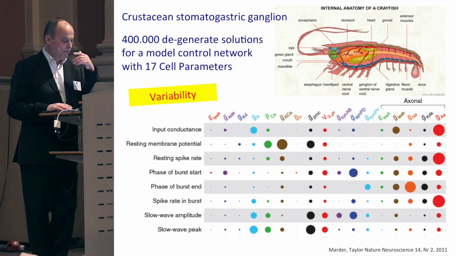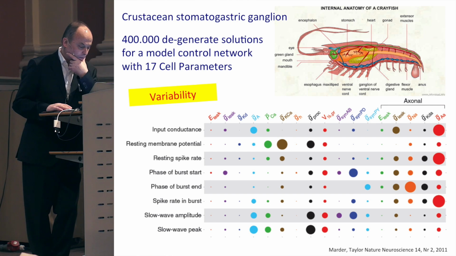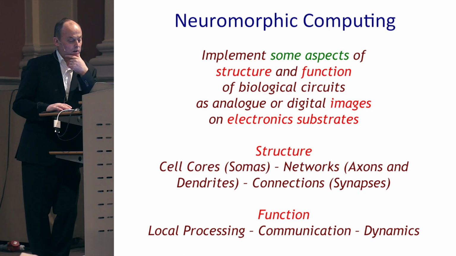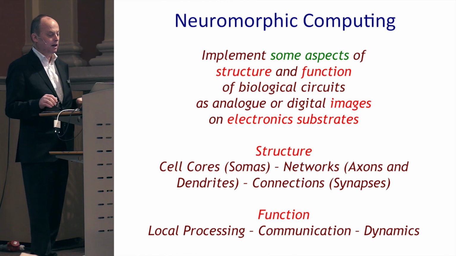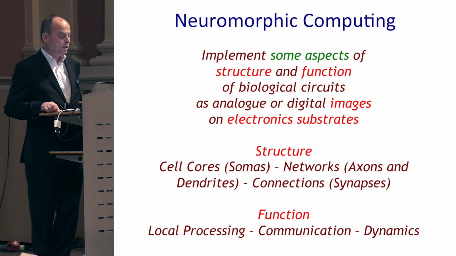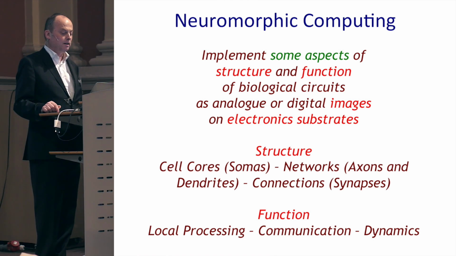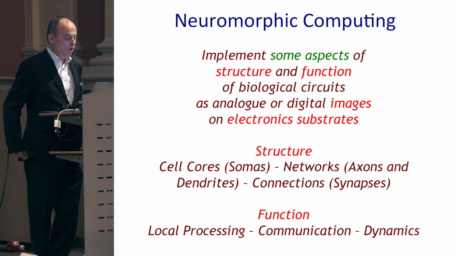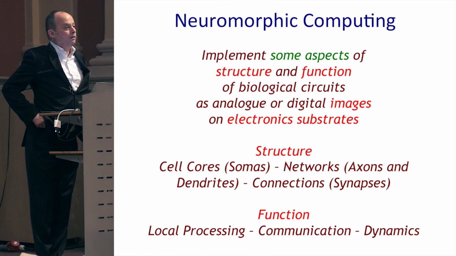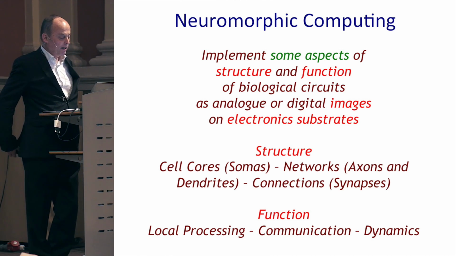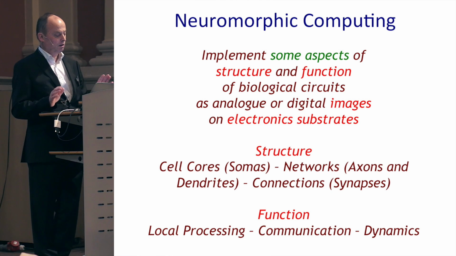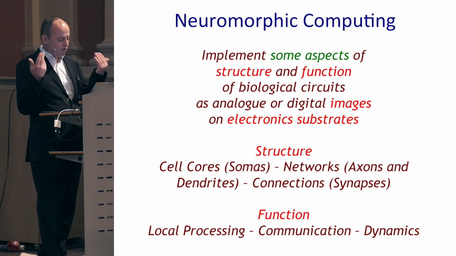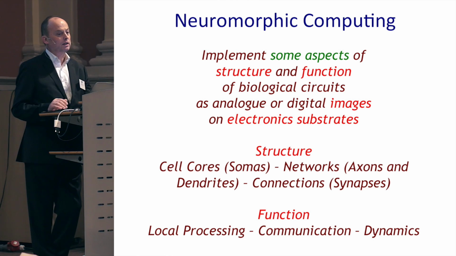But let's go in a more general way now to neuromorphic computing. What does it mean? Putting brains on computers. That's what people often say. That's not the case, of course. We will not be able to do that anytime soon, probably never. But what we can do today is to implement some aspects of structure and function of biological circuits, as analog or digital, I don't care, whatever you have as a computational model, but I call them images on electronic substrates.